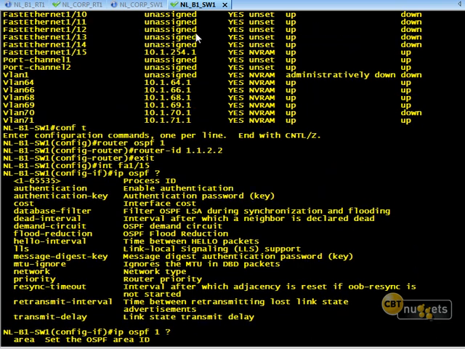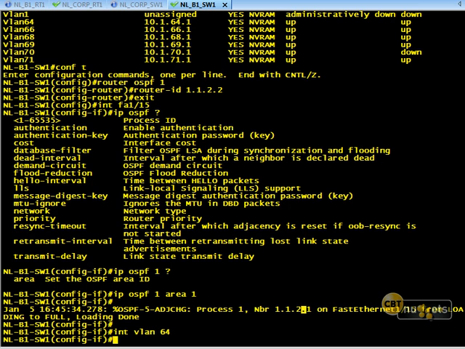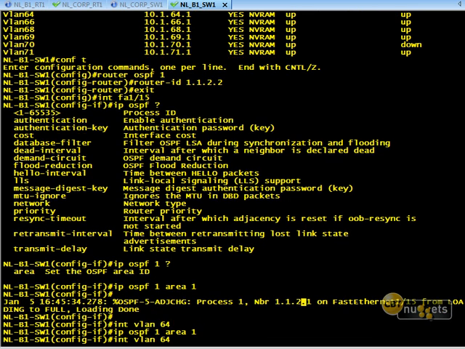That's going to be on that point-to-point link. Oh, good. I saw that neighbor form on the point-to-point link between switch 1 and router 1, and I see that neighbor relationship has come up. But now we need to go underneath interface VLAN 64 and do the same thing. Add it to OSPF process 1.